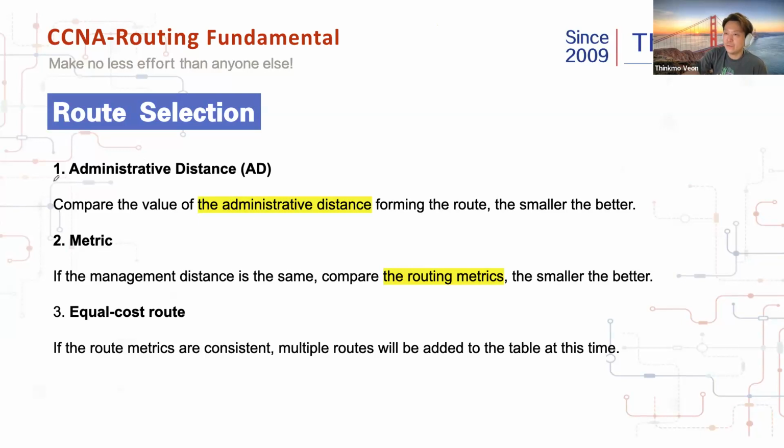Here we have three conditions to define how the router selects the best path. The first is the administrative distance. As I mentioned just now, this defines the routing protocol priority. That means different routing protocols have different AD values, the administrative distance value. The smaller the value, the better. Here, a static route has an AD value of 1, so usually a static route is more preferred than dynamic routing.